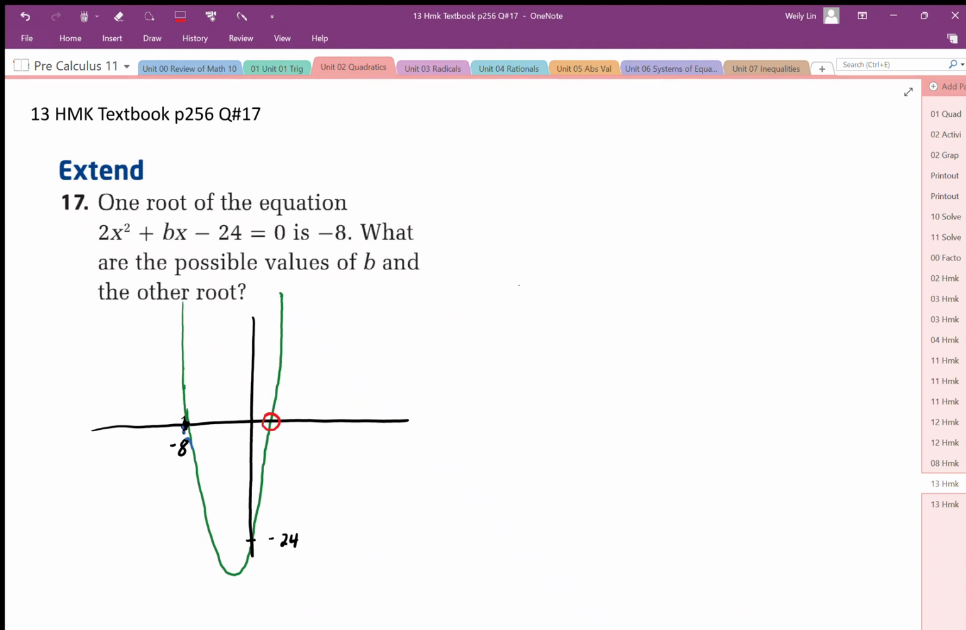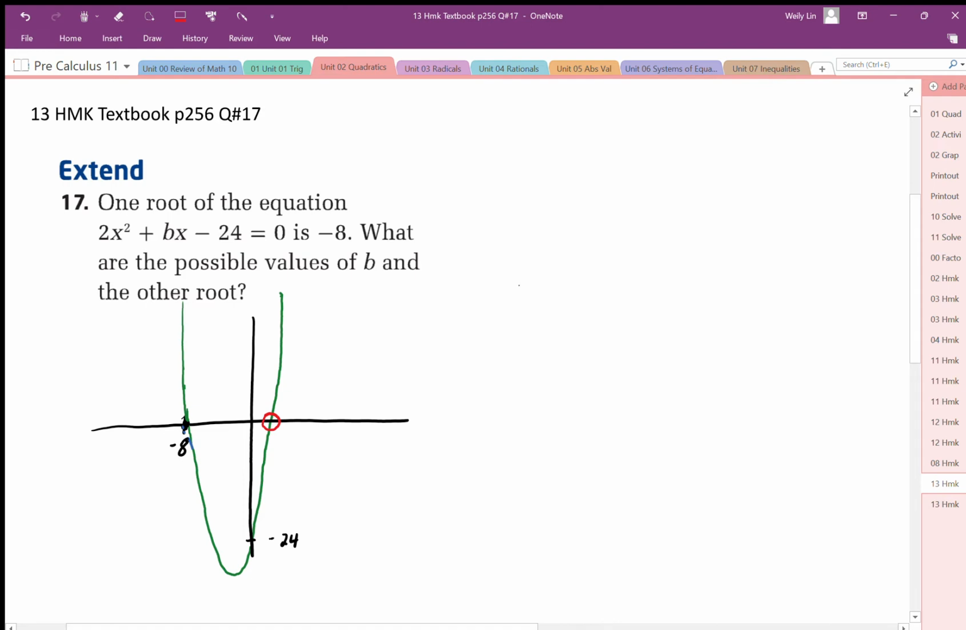In this problem, we're given a parabola, 2x squared plus bx minus 24 equals 0, and we're told that one of the roots is negative 8. So I've drawn negative 8 here as the root, and we also have the y-intercept, which I've given the graph down here. We know it's a positive leading coefficient, so the graph has to be facing up, so we've drawn the graph facing up. And we're trying to find the possible values of b and the value of the other root.